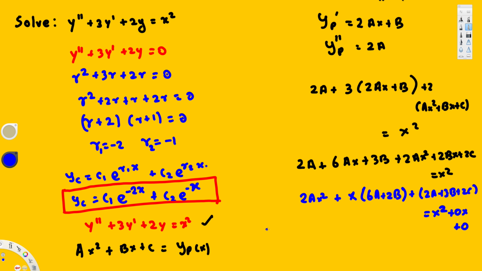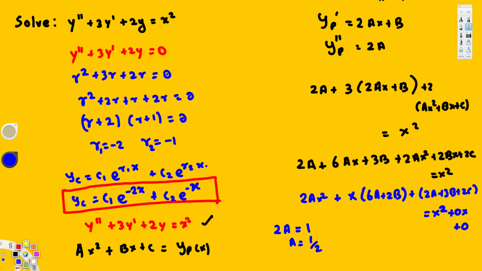For x squared, we have 2a x squared. Forget about the x squared, just 2a is equal to 1, because we just look at the coefficients. For this x squared, we just have one in front of it, so we equate this one to 1. Therefore a is going to be equal to half.